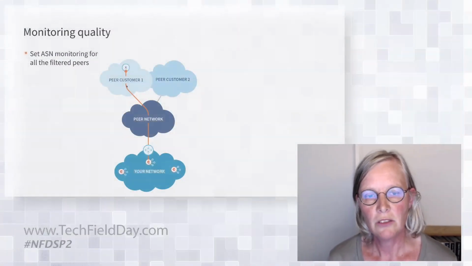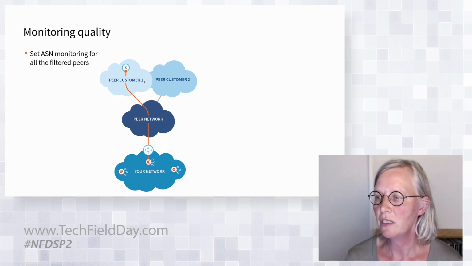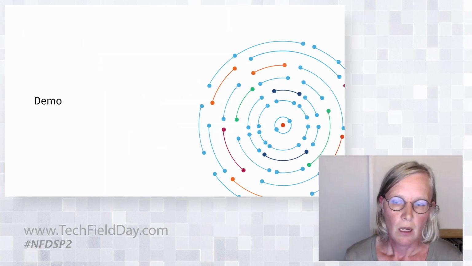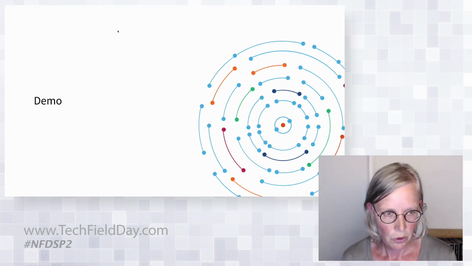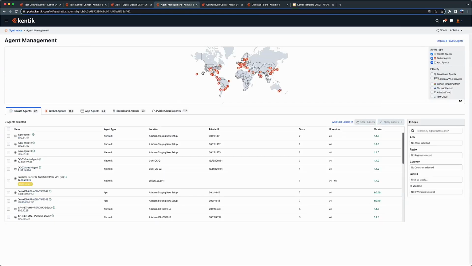So basically, we have the peer network. We're now using the peer network to reach their customers instead of peering directly with the customers, simply because we are out of resources on our own gear. And I wanted to show you, when we want to set up that kind of test, we go into the test control center. And I just want to make sure that we have a quick overview.